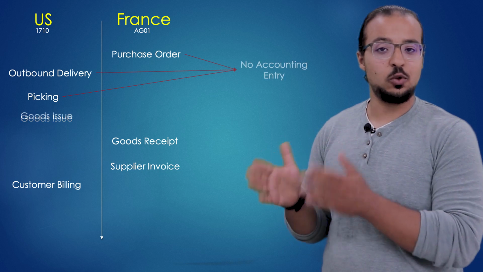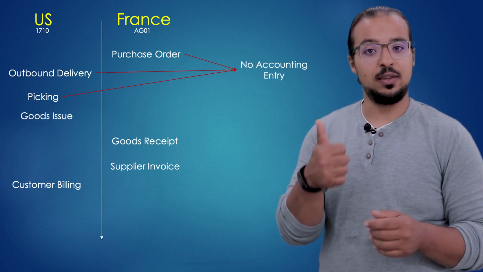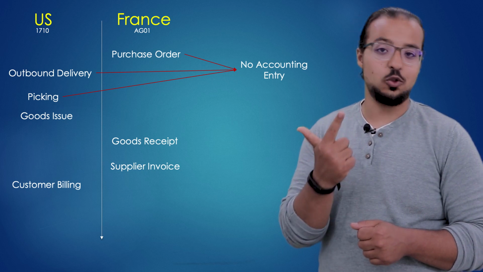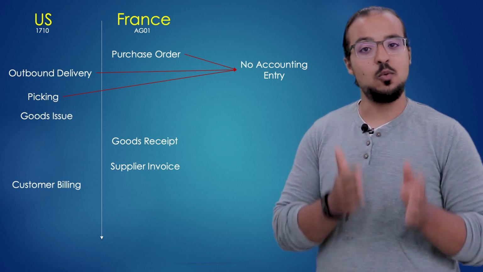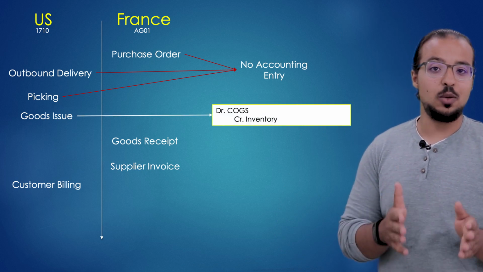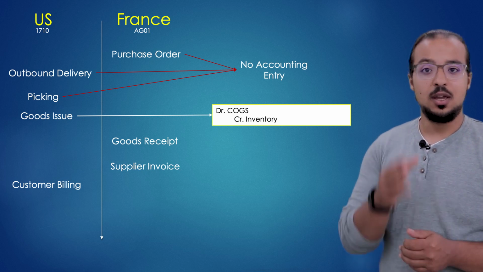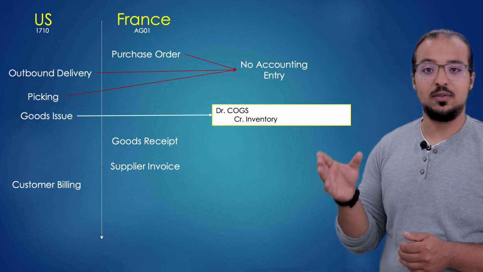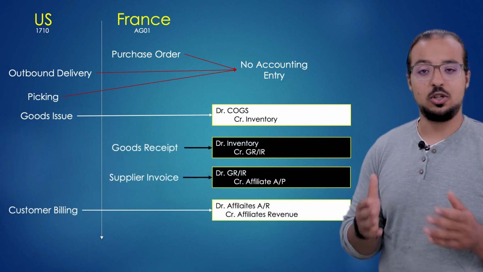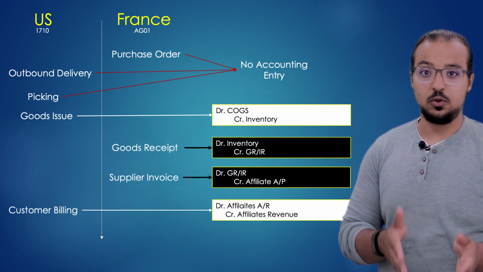When we create the purchase order in France, there is no financial entry. Then we move to US and we create the outbound delivery and picking, and also we have no financial entries. Then we move to goods issue and here we have our first financial entry. So the entry will be a debit to the cost of goods sold account and a credit to the inventory account. Then we move to France and here we have the goods receipt financial entry, which is a debit to the inventory account and a credit to the goods receipt invoice receipt.